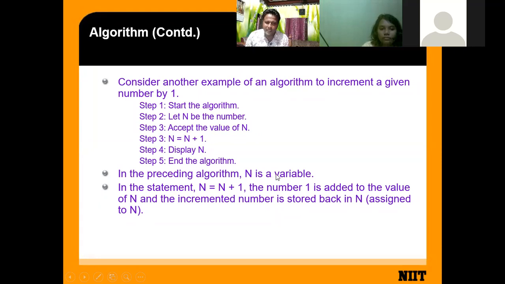In the preceding algorithm, n is a variable. n is called the variable. Variable means the value changes. Before running the program, suppose the n value is 5. Then after this algorithm, n is incremented to n plus 1. Now it becomes 6, because the value changes throughout the program. Okay.